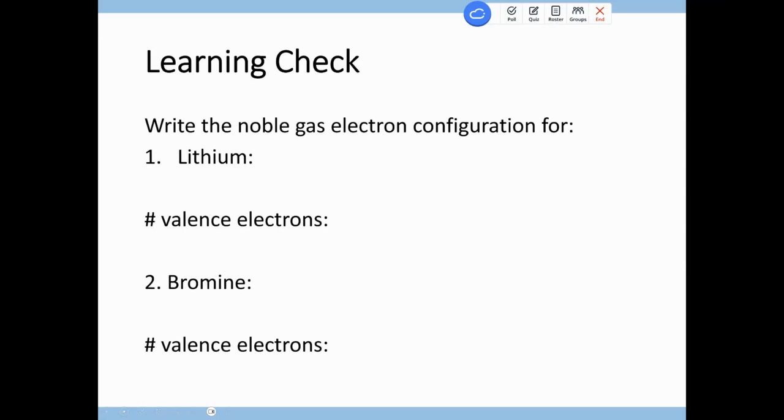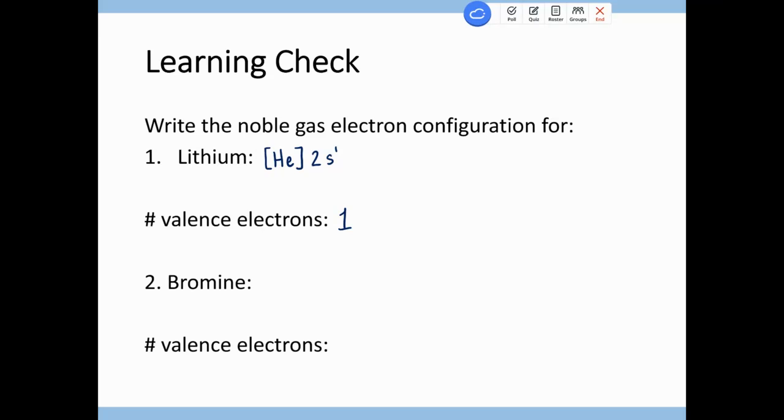If we are writing the noble gas electron configuration for lithium, we look to the periodic table. Lithium's in the second row. So if we go one row up all the way to the right, that noble gas is helium. So we put helium in brackets. And then lithium is in the first column and in the second row, so it has one electron in its 2s shell. Any electron after helium is a valence electron. So lithium has one valence electron.